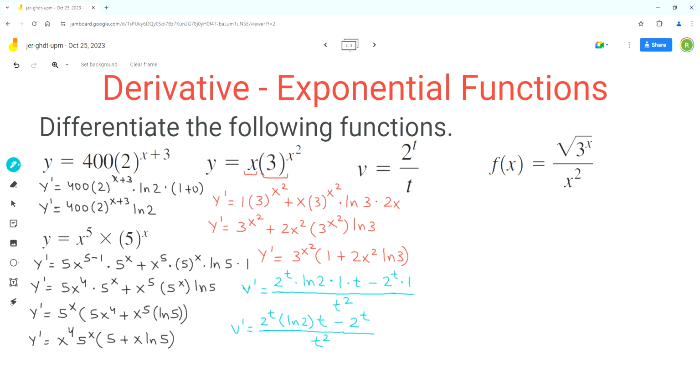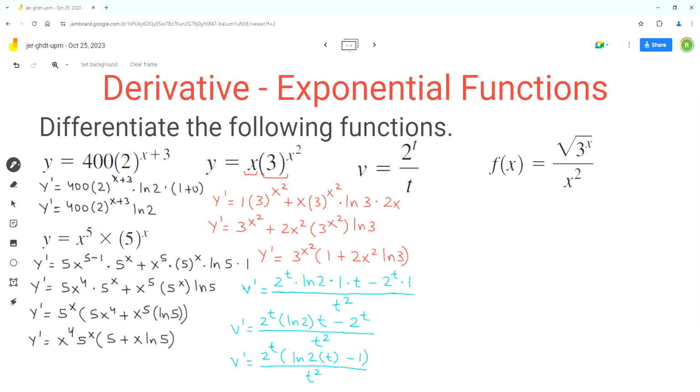Now we can simplify this expression by factoring out 2 to the power t from the numerator. So we get ln 2 times t minus 1 over t squared. So this can be the final answer for the derivative of this expression. So now we are done with the fourth function. So now we can analyze the fifth one.